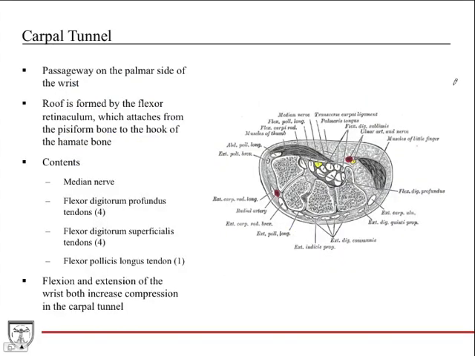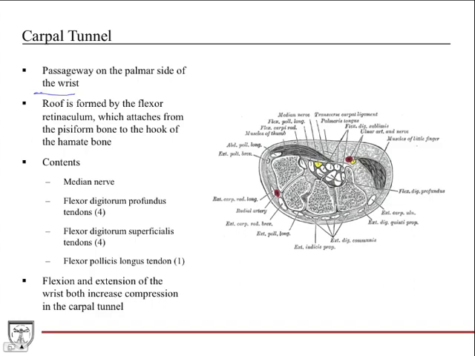So there's a few high-yield structures at the wrist joint that we want to cover. The first is the carpal tunnel, which is famously responsible for carpal tunnel syndrome. What we'll talk about here is strictly what is the carpal tunnel. We'll cover carpal tunnel syndrome in the clinical pearls section. The carpal tunnel is a passageway on the palmar side of the wrist for the median nerve and tendons coming from forearm muscles, and you can see that here.